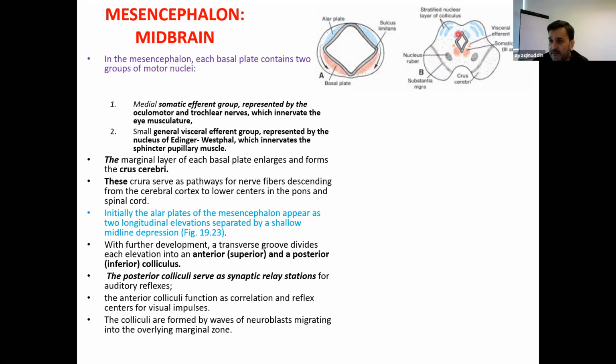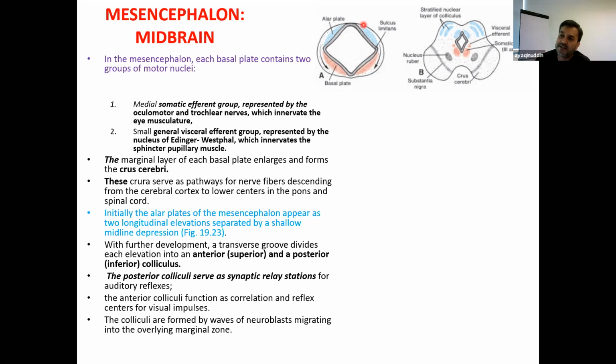Initially, the alar plates, which you see at the back, are divided into two elevations, a superior elevation and a lower elevation. The superior elevation is going to give rise to the superior colliculus, which is important in the visual pathway, and then the lower elevation is going to give rise to the inferior colliculus, which is an important auditory relay area or nuclei.